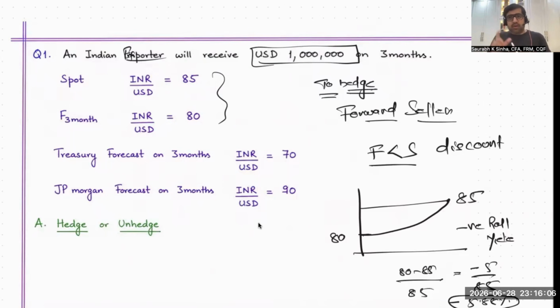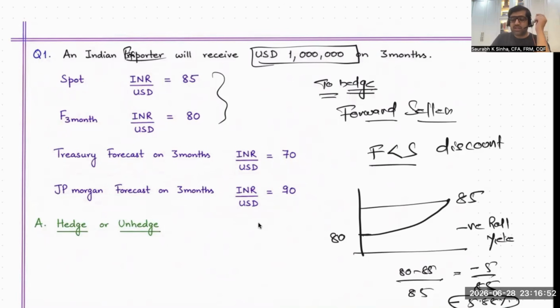Now, there are two forecasts. One forecast is that Treasury, the Fed, is doing that after 3 months, USD will depreciate and will become 70. This is a forecast that USD will depreciate significantly and will reach 70. However, JP Morgan is forecasting that after 3 months, the USD will appreciate and it will be 90. So the question is, will you hedge or will you not hedge? That's the question.